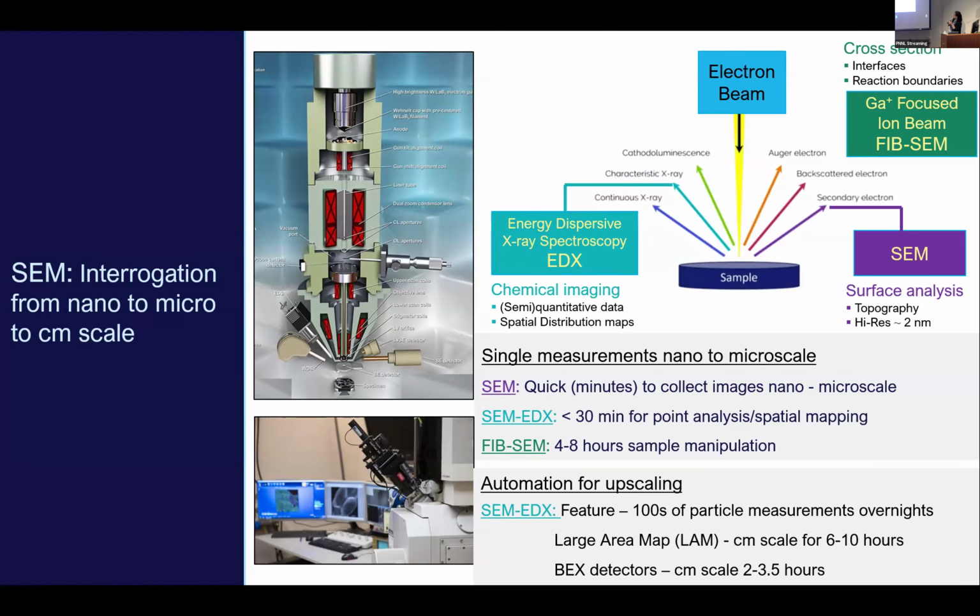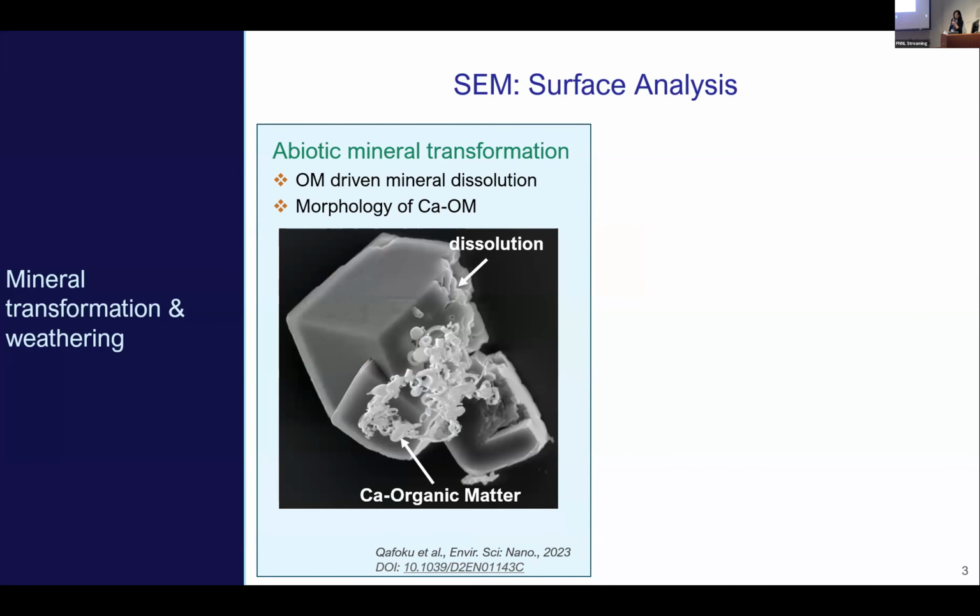And then lastly, I will talk a little bit about this BX detector. This is a new detector that EDX companies that make energy dispersive X-ray spectroscopes have been developing. Because of the geometry, this detector has the ability to do the centimeter scale measurements I talked about 3 times faster, so 2 to 3.5 hours instead. We don't have the BX detector. I am trying to get one here at EMSL, and I hope that we can get it and do these kinds of measurements here.